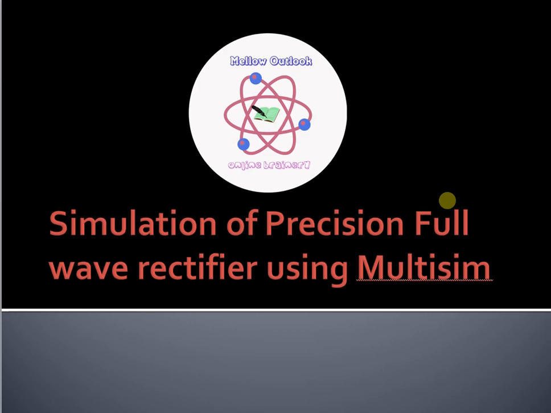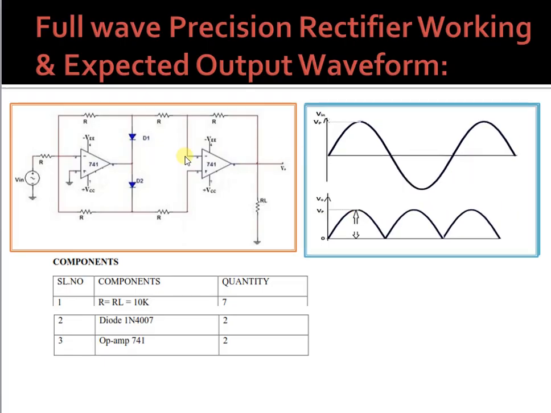Welcome to the tutorial on simulation of precision full wave rectifier using Multisim. Before we look into the simulation part, we look into the circuit. Here we are making use of two diodes, two op-amp circuits, and resistances having the same value, that is 10 kilo ohms.